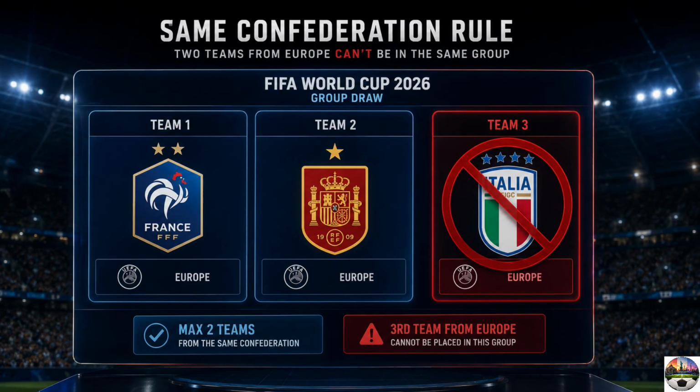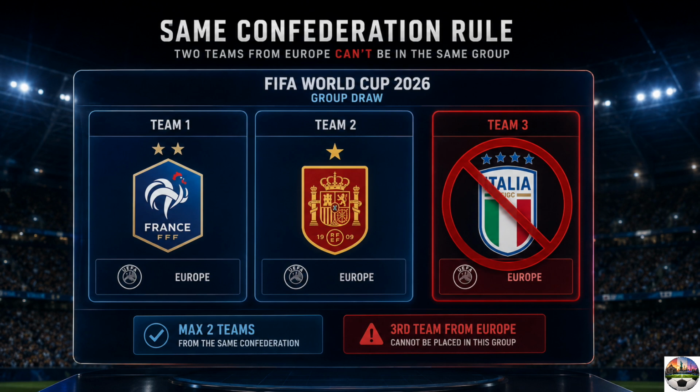There is one important exception: Europe. Because Europe sends many more teams than any other confederation, FIFA allows some groups to contain 2 UEFA nations, but never more than 2. If a group already contains 2 European teams, a third European team cannot be placed there. This rule helps FIFA balance the draw while still maintaining global representation.